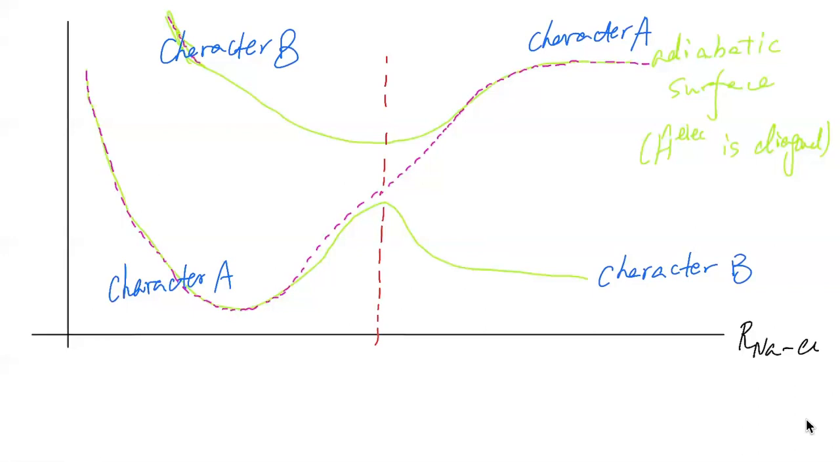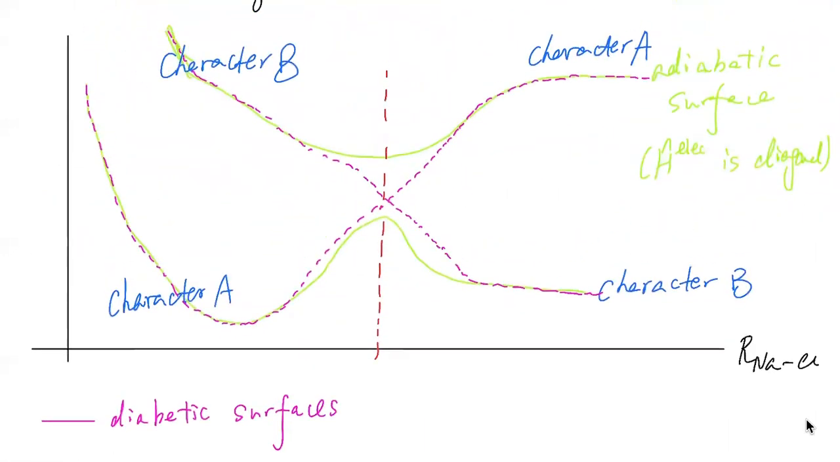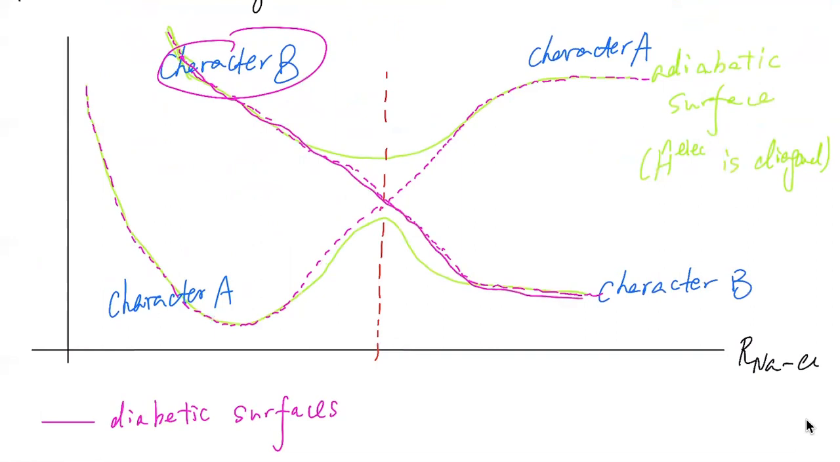And for the higher energy surface, when we reach this region, okay. So the pinky dashed curve here is the diabatic surface. So along a diabatic surface, if you start from here, it's character A, and then you move along the diabatic surface, you always have character A. Similarly, if you start from here, then you move along this diabatic surface, you always have character B.